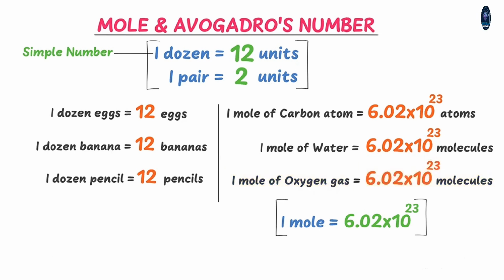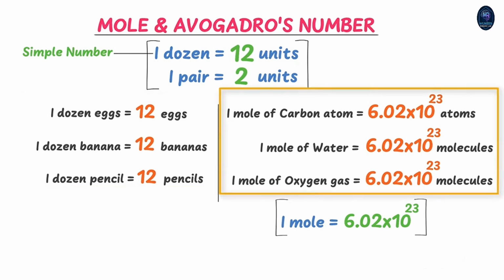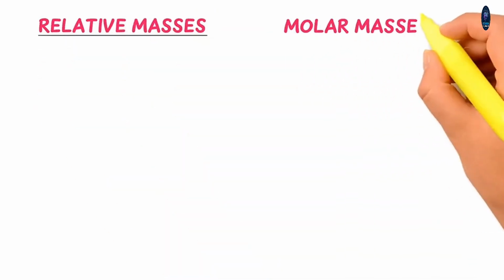Thus once again remember that 1 dozen is a simple number and it is equal to 12 units of anything. Similarly, 1 mole is also a simple number and it is equal to 6.02 times 10 to the 23 atoms or molecules.